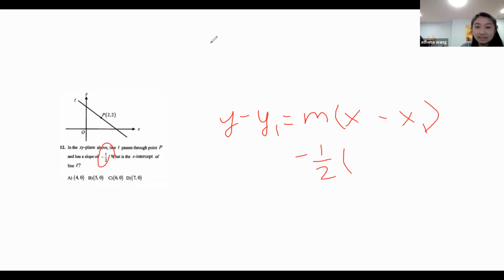Okay, yes, that is point slope form. So we have the slope, which is -1/2, and then we have one of the coordinates. So we have x minus 2 is equal to y minus 2 because both of the coordinates here are 2.